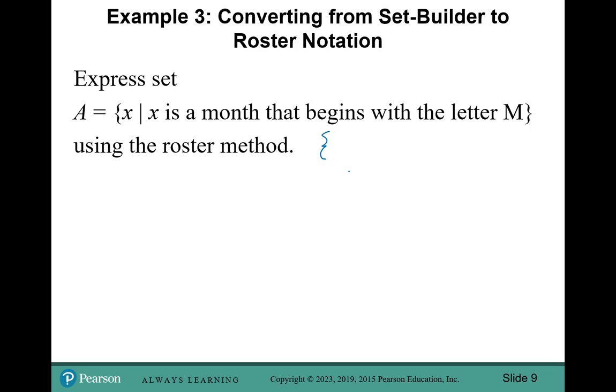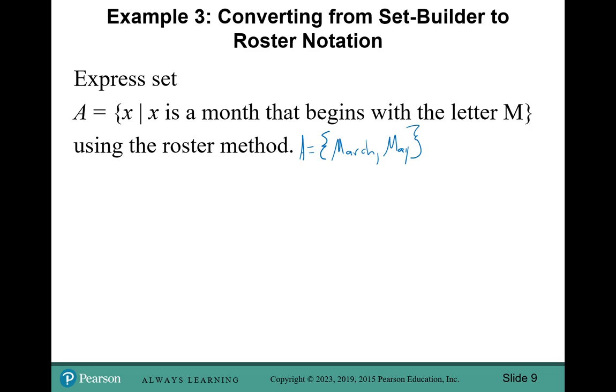Now let's think through the months. Essentially, we're trying to think of all the months that begin with the letter M. Okay. So also important to keep your letter out front to define your set. A equals. Now January is a J. February, March, that's an M. So March is a month that begins with M. April, May, there's another one. June, July, August, September, October, November, December. That's it. Those are the only months that begin with the letter M.